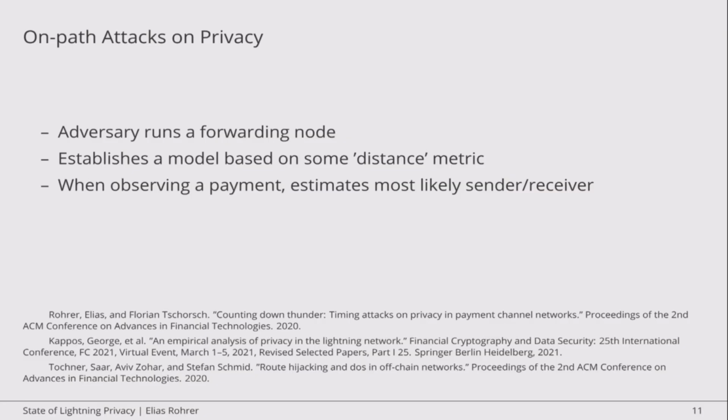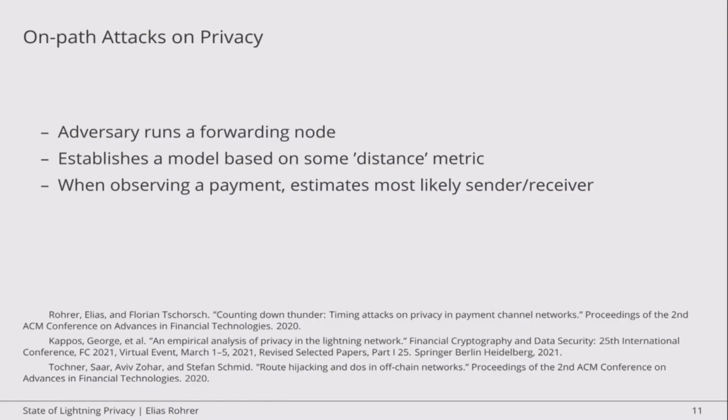So we're now coming to the second step in terms of my personal view on severity, which would be on-path attacks on privacy. Now we are talking about an attacker model where the adversary is actually operating a forwarding node and is part of a sender-chosen path, and they try to estimate who the sender and who the receiver of a payment they observe is.